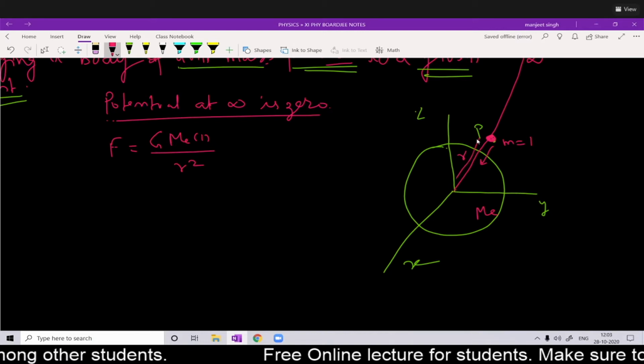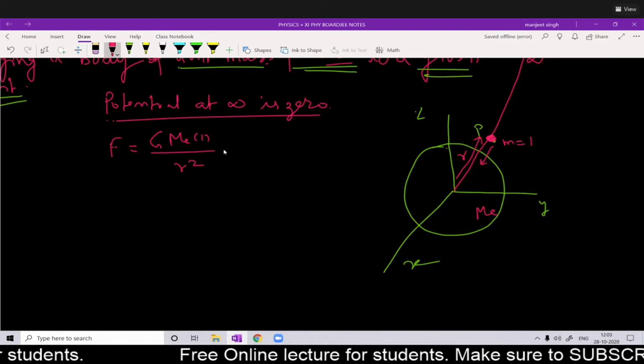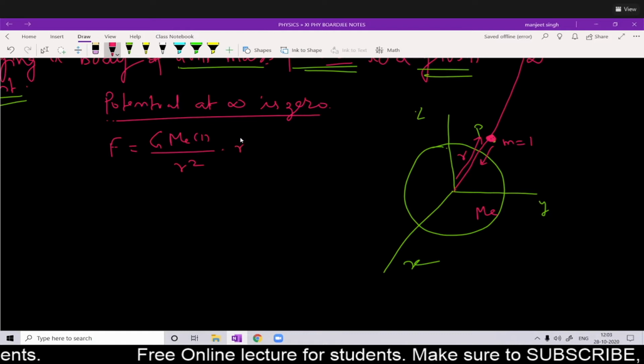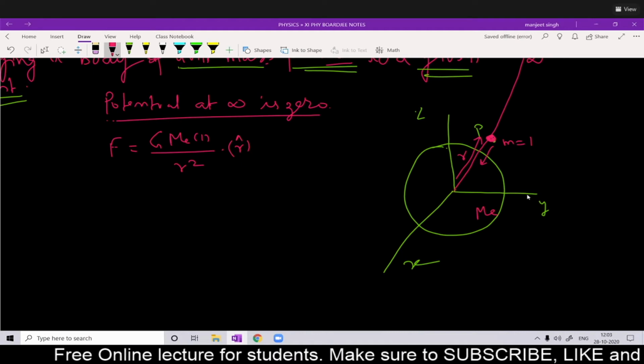The position vector is r. G M e upon r squared, and unit vector r will tell us the direction of the force. So the unit vector is in which direction?